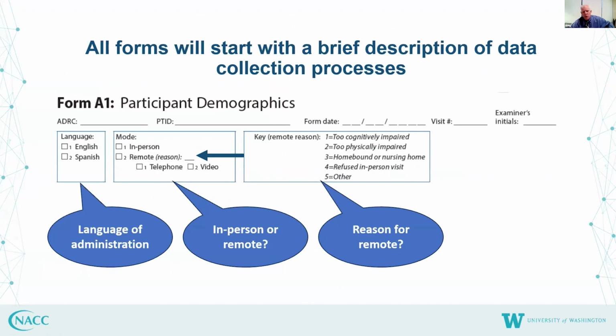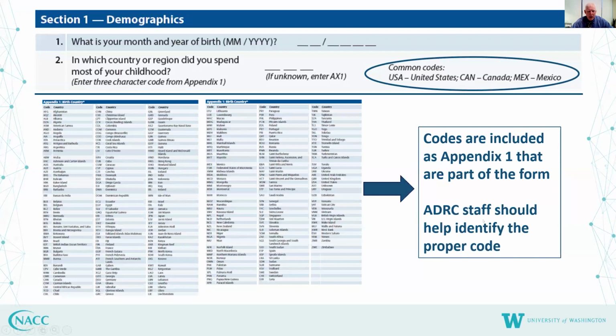All of the forms that we're going to look at today will start with a brief description of the data collection process. Here's where you're going to specify: was it English, Spanish, in person, or remote? And if it was remote, why did you choose remote or not? Nobody's going to get dinged for answering in one way or the other, but it's to help us understand how the data was collected. The form itself begins with demographics, and there are a few changes in it.